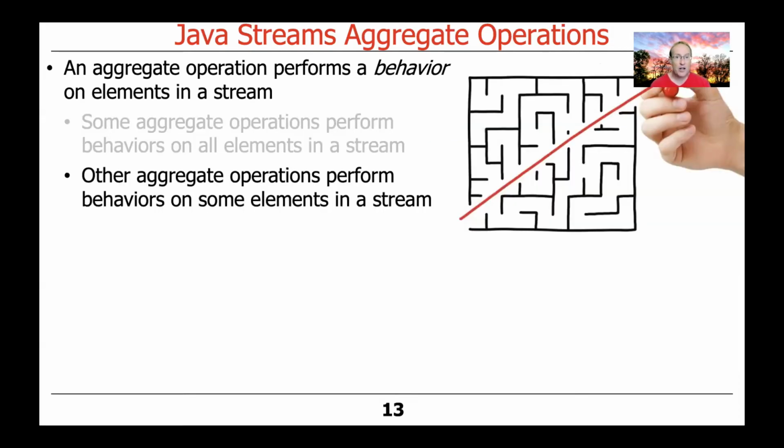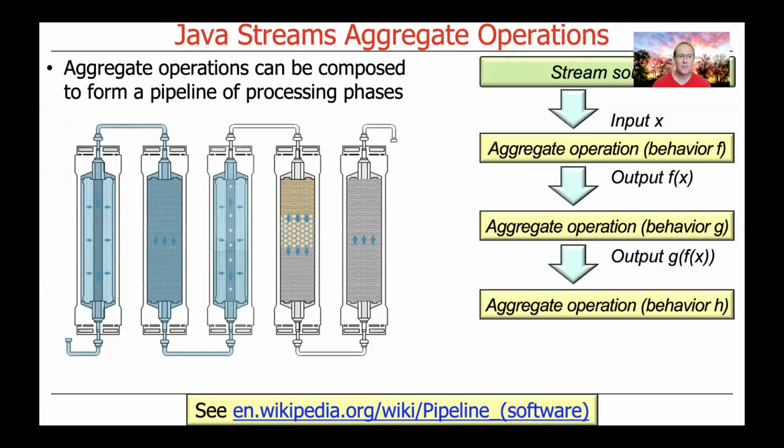Other aggregate operations perform behaviors on some elements in a stream, maybe no elements in the stream, depending on the characteristics. And these are what are typically called short-circuited operations. So we'll talk more about the difference between the run to completion operations and the short-circuited operations later. But for the time being, just be aware that behaviors are applied to elements, either some or all, in a stream. And that's what the aggregate operations are responsible for doing.